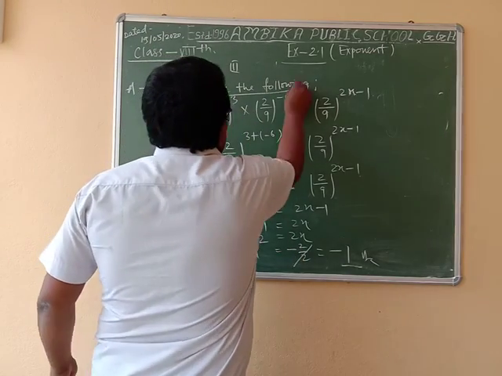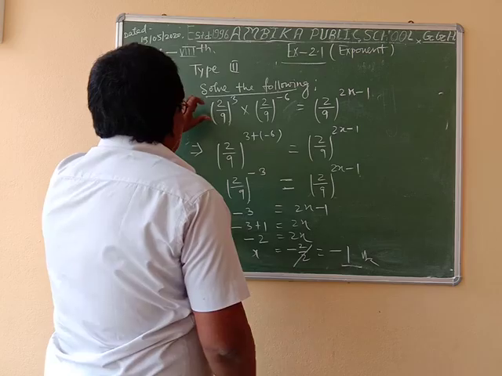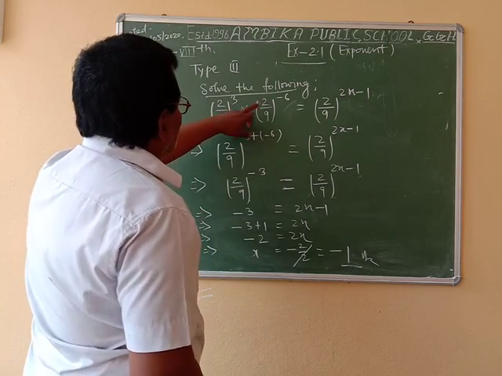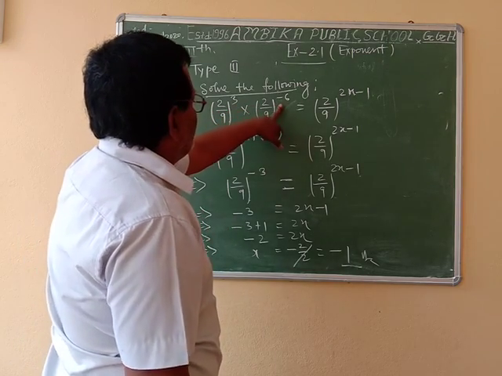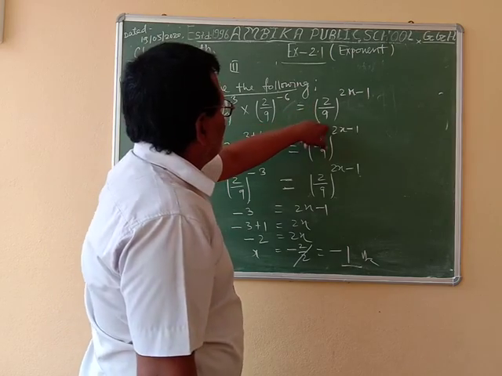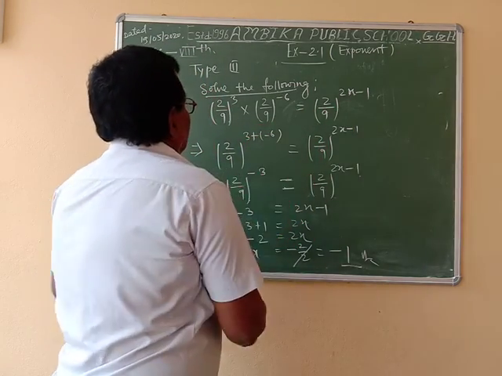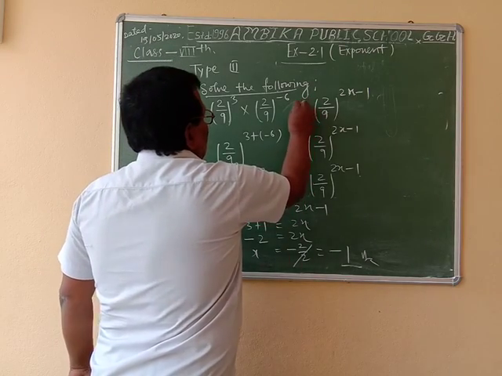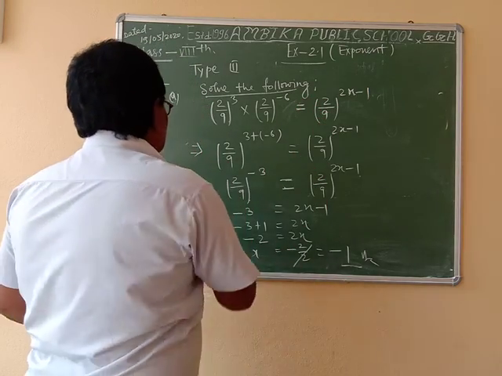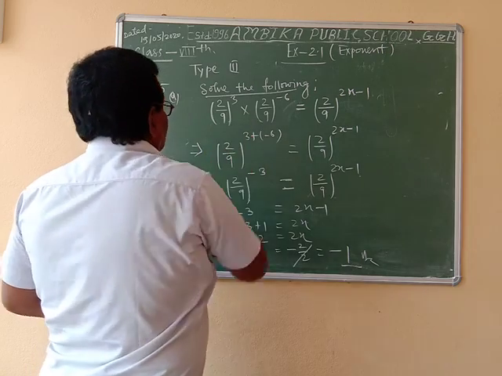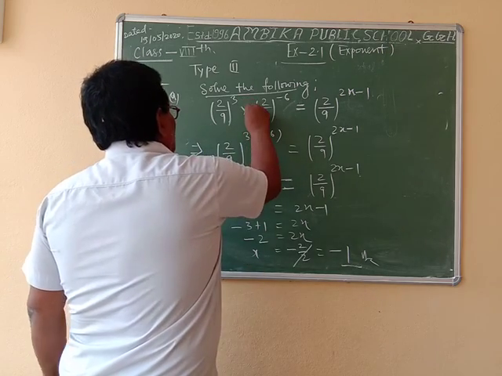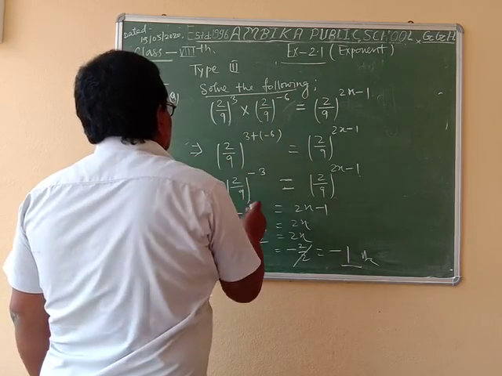Solve the following. 2 by 9 to the power 3 into 2 by 9 raised to the power minus 6 is equal to 2 by 9 whole to the power 2x minus 1. In this, we have to find the value of x. We can write it in the form of multiplication.